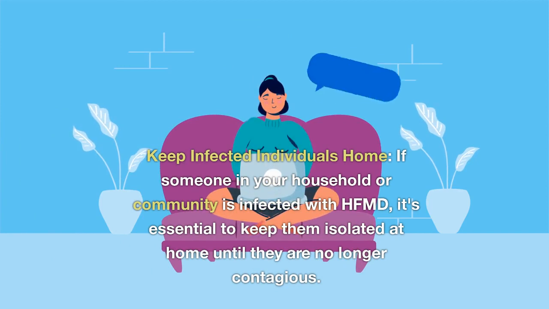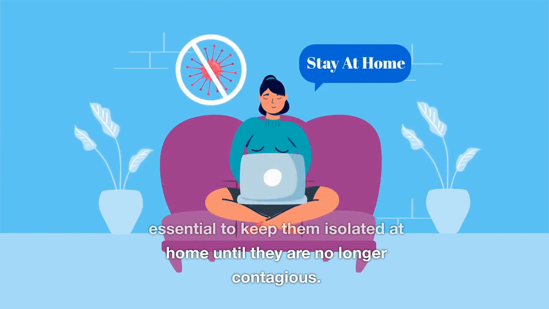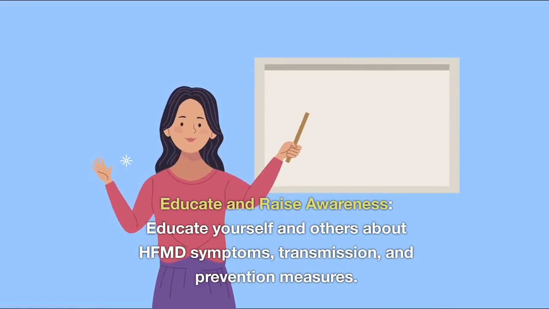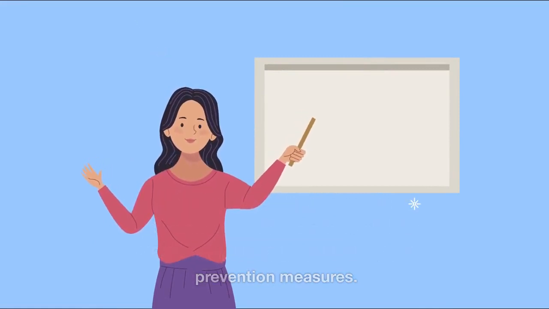Keep infected individuals home. If someone in your household or community is infected with HFMD, it's essential to keep them isolated at home until they are no longer contagious. Educate and raise awareness. Educate yourself and others about HFMD symptoms, transmission, and prevention measures.